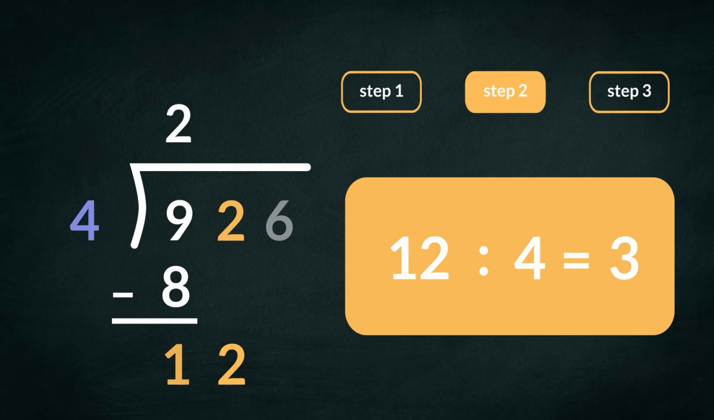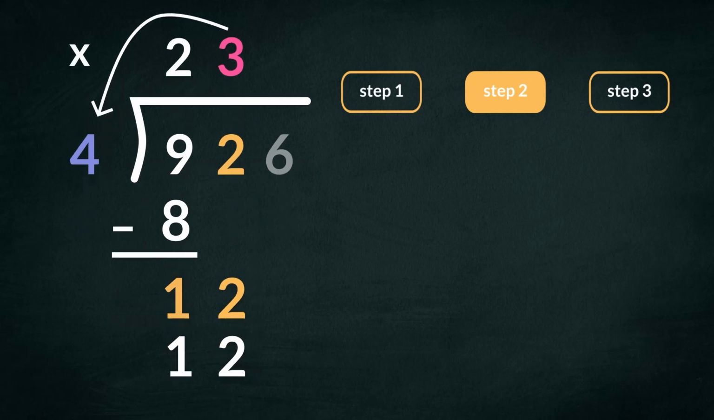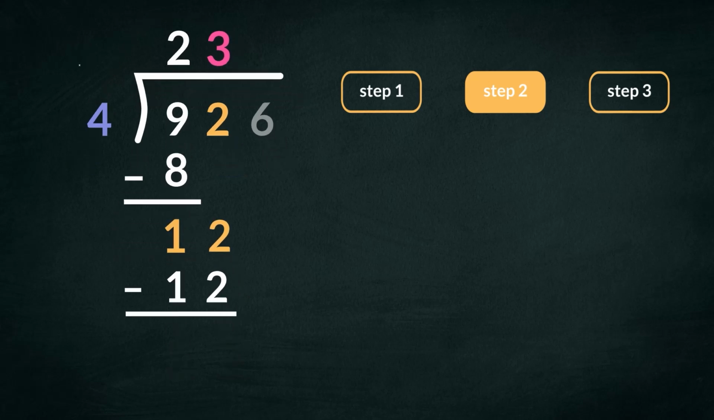Just like we've done in step 1, we put down 3 right above 2, multiply 4 by 3 to get 12, and put the result right under the dividend of step 2. 12 minus 12 equals 0. Just as we've expected, since 12 is divisible by 4. There should be no remainder.